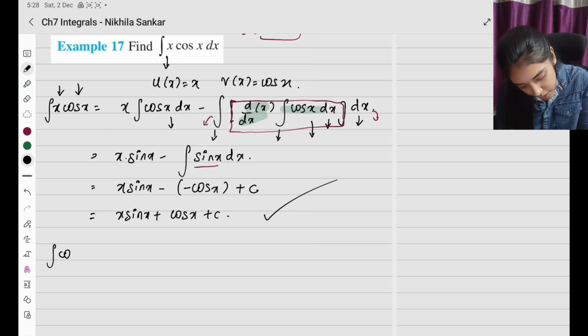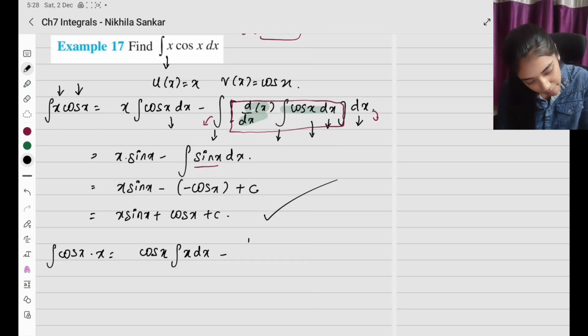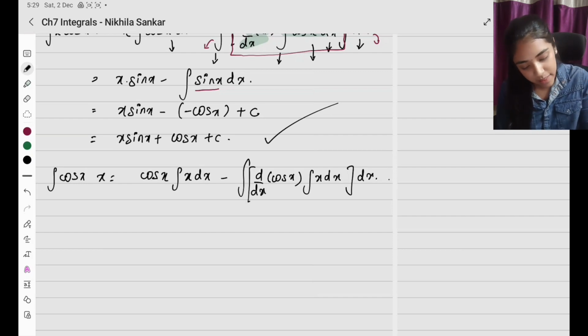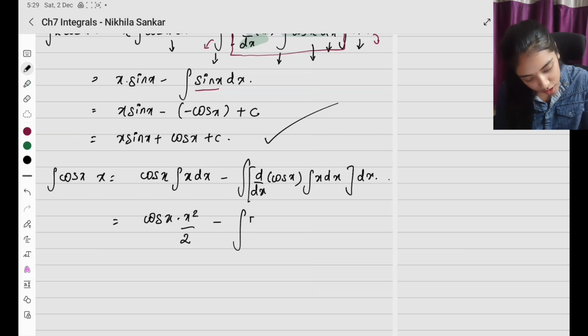So I have cos x times x. My first function is cos x, integral x dx minus integral of d by dx of the first term times integral x dx, close the bracket, times dx. So now, first term what? Cos x times x square divided by 2 minus integration of, in the bracket, cos x's derivative is going to be minus sin x times the integral of x dx, which is x square by 2, times dx.